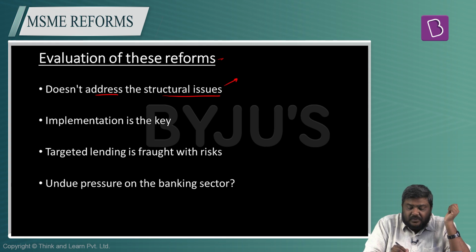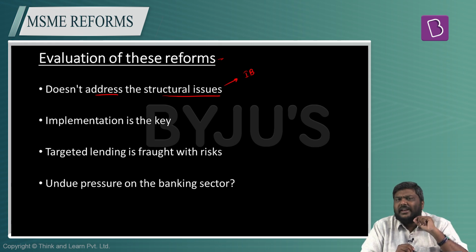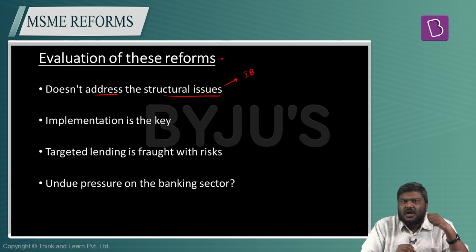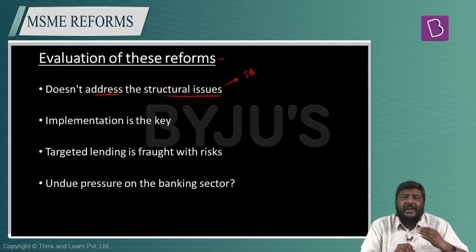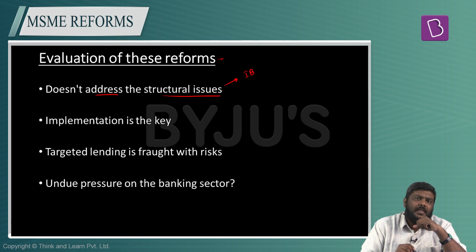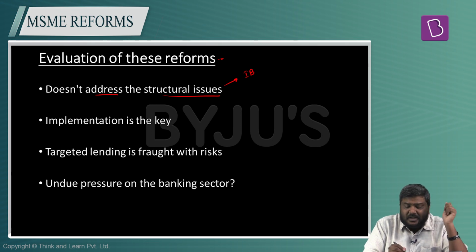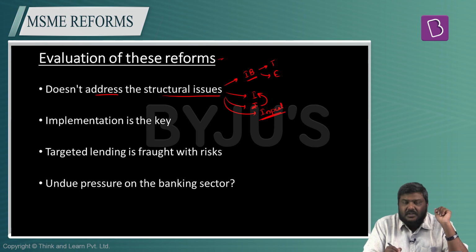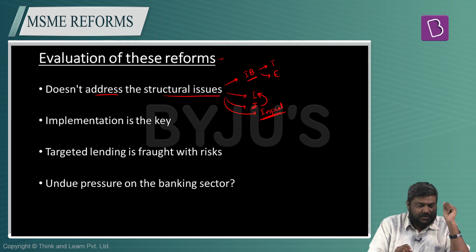For example, infrastructure bottlenecks. In the case of India, it is said that transportation costs account for 14% of GDP, which is much higher than the average of 6 to 8% in developed countries. So these particular reforms do not address the infrastructure bottlenecks such as transportation, electricity, the increasing cost of imports, rupee depreciation, which is again affecting the increased cost of imports, and the input cost increase. So these reforms do not address these issues.